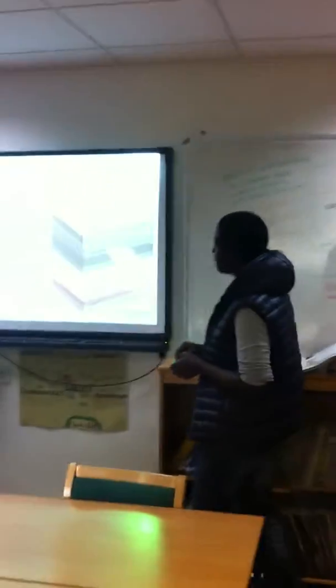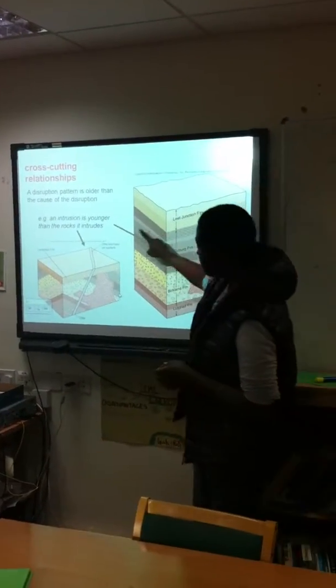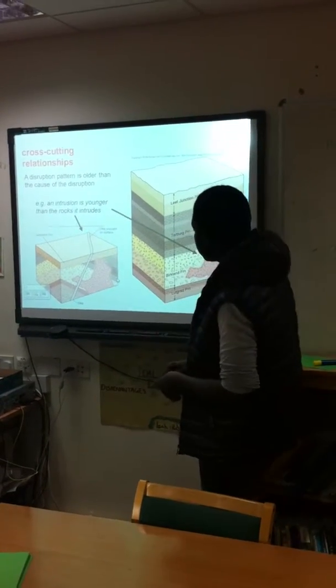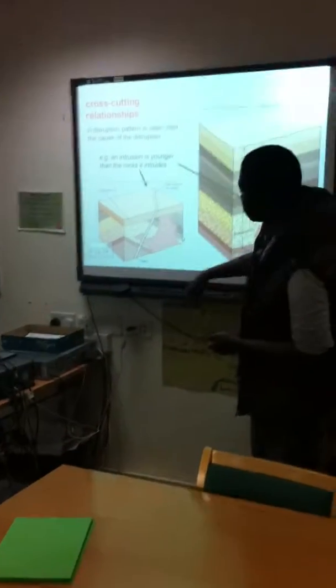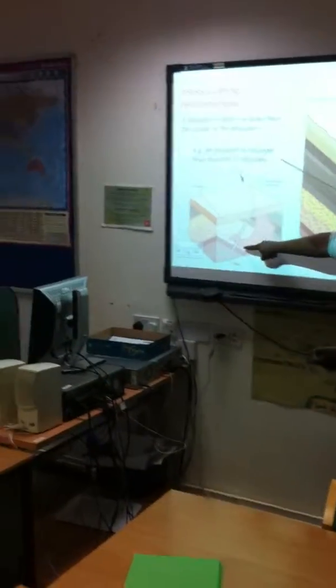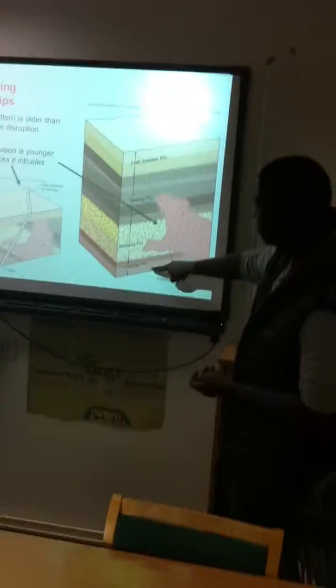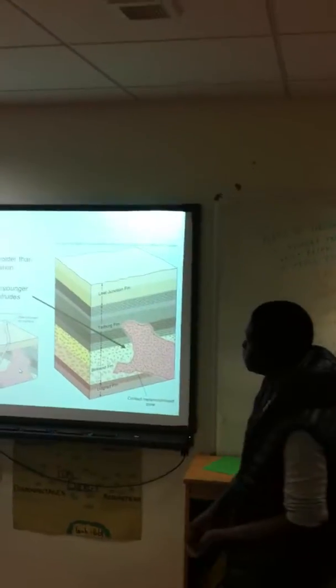Okay, so basically on this slide, the cross-cutting feature on here is the dike exposed to the surface here, so we know that that's going to be the youngest feature of the whole rock, and obviously the bottom ones are the oldest, and then they get younger as you go to the top. And yeah, this is just showing the same thing again. Bottom rock is the oldest and youngest rock at the top.